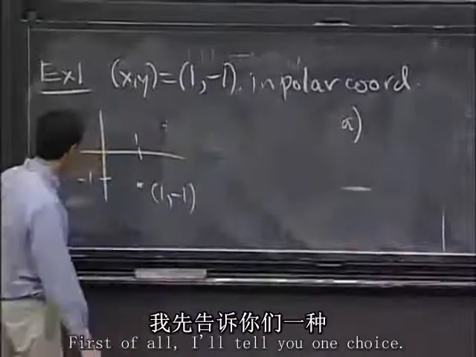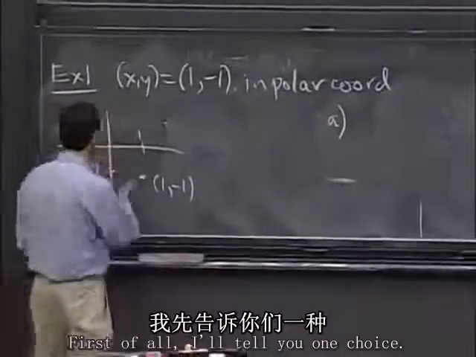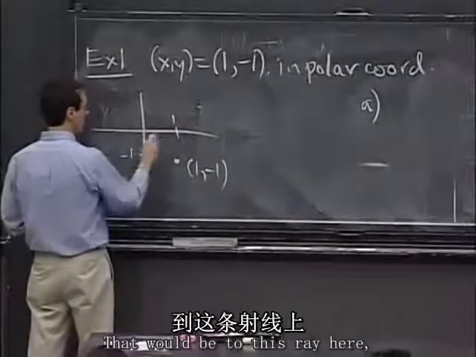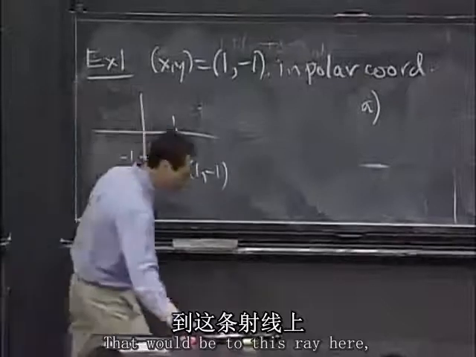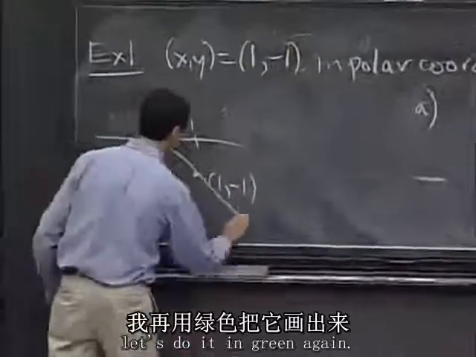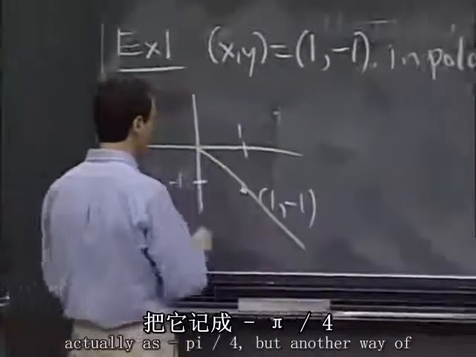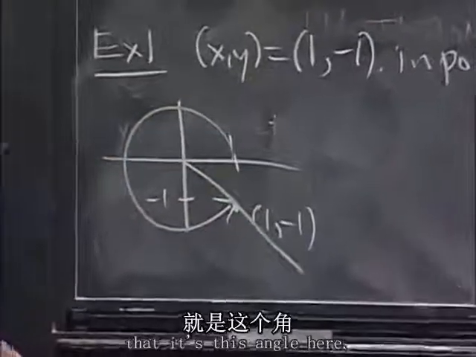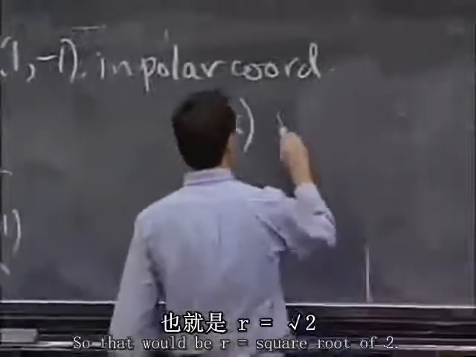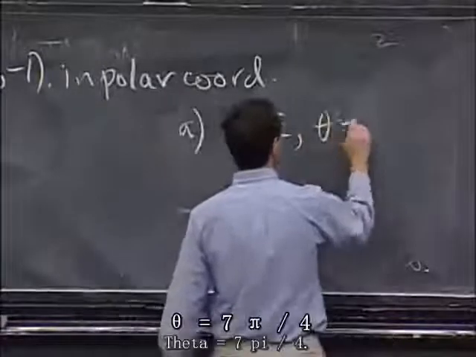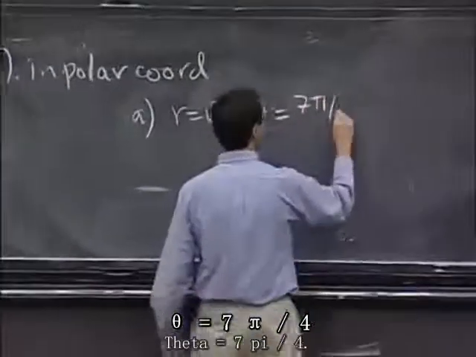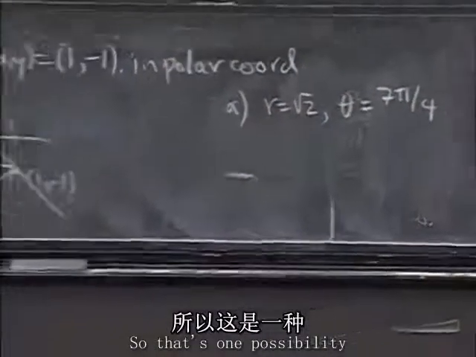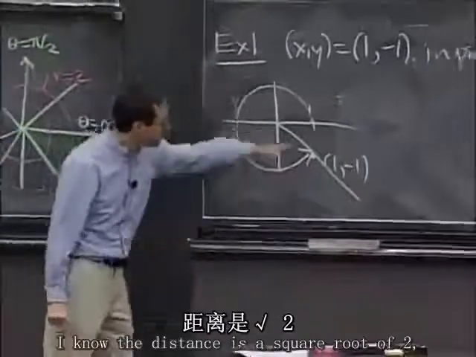First of all, I'll tell you one choice. If I start with the angle horizontally, I wrap all the way around. That would be to this ray here. Let's do it in green again. I labeled it actually as -π/4, but another way of looking at it is that it's this angle here. So that would be r equals square root of 2, theta equals 7π/4. All right? So that's one possibility of the angle and the distance. I know the distance is square root of 2. That's not hard.